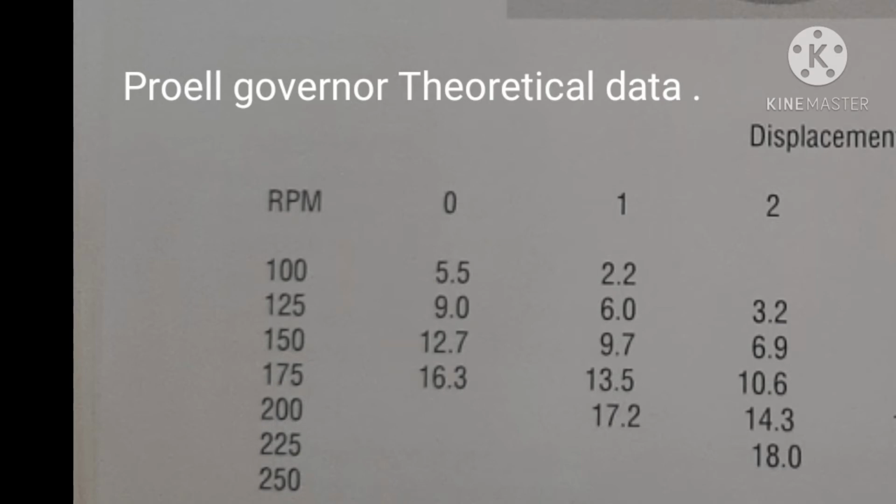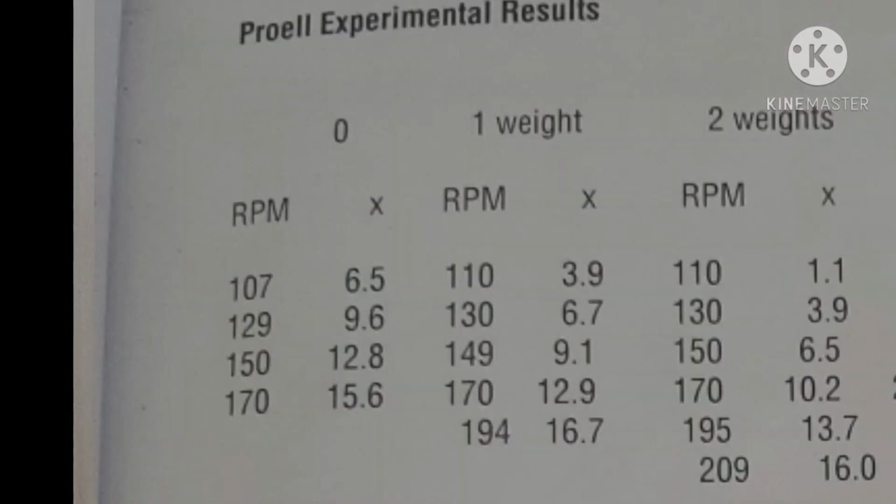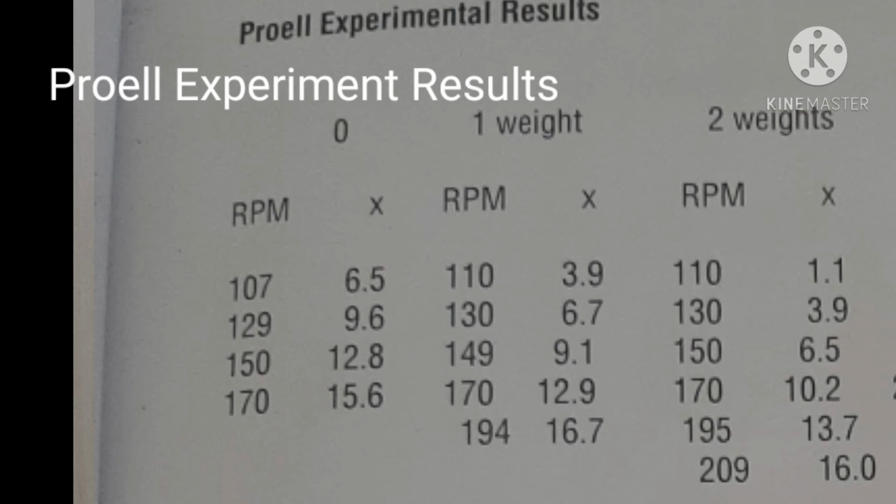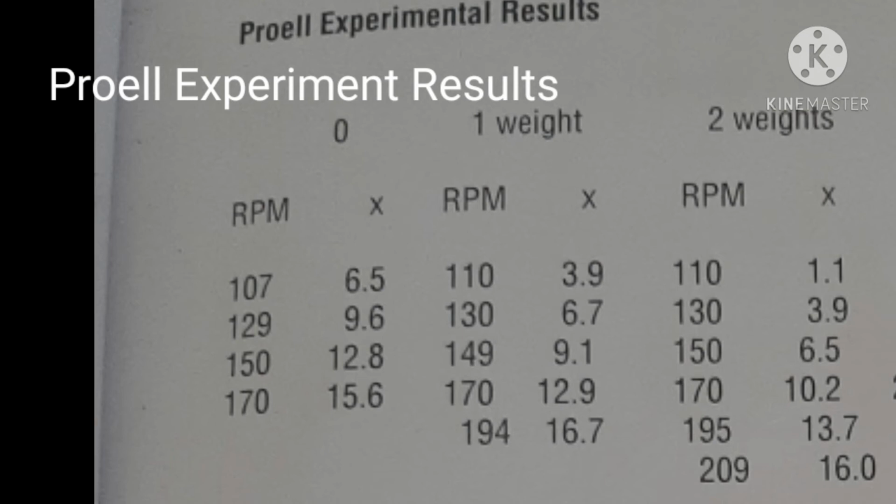Here you can get the data, right? Observation data for every governor, theoretical and experimental data for every type of governor, right? And this is the theoretical value for the Proell governor, right? And this is the experimental value for the Proell governor, right? You can see here, it is for 0 weight, 1 weight and 2 weight, right?